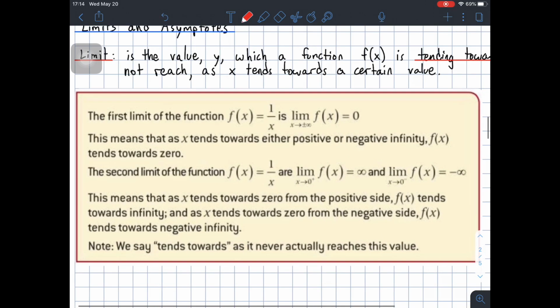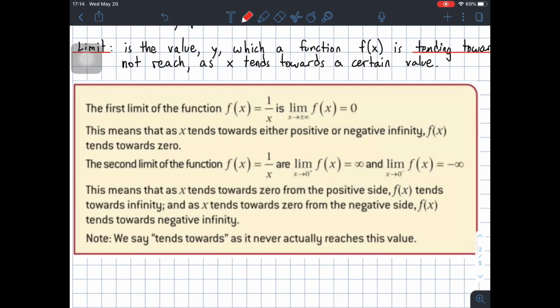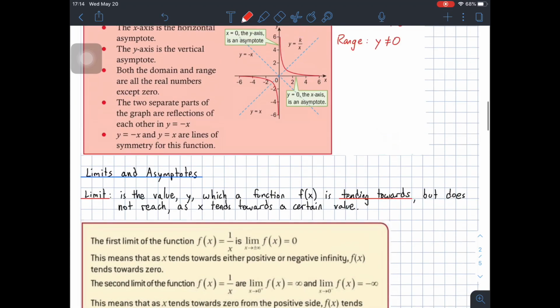Then it says, this means that as x tends towards either positive or negative infinity, f of x tends towards 0, which is what I just showed you. The second limit of the function f of x equals 1 over x are this. The limit of f of x when x approaches 0 from the right, that is what the plus means, is infinity. And the limit when x approaches 0 from the left, that's what the negative sign implies, is negative infinity. What does that mean?